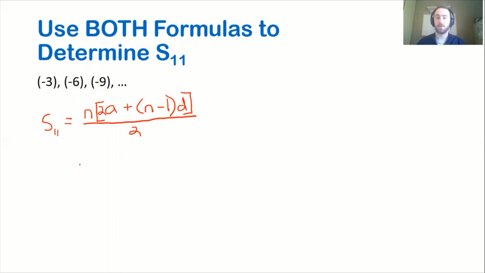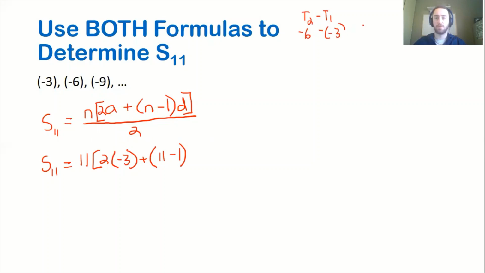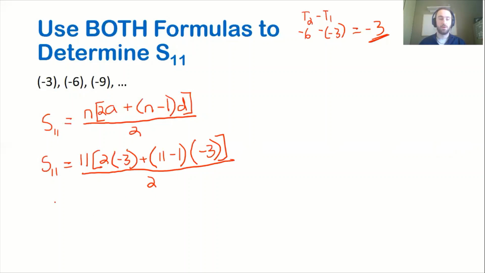Let's plug in the values that we have. S sub 11 means our n is 11. 2 multiplied by a, our first term in the sequence, which here is -3, plus 11 minus 1 multiplied by d. Now what's our common difference here? Our common difference is -3, because T2 minus T1 is -6 minus -3, giving us -3. So this is all multiplied by -3, and the entire expression is divided by 2. Working this out on our calculators, we should get an answer of -198. So that's the first formula.